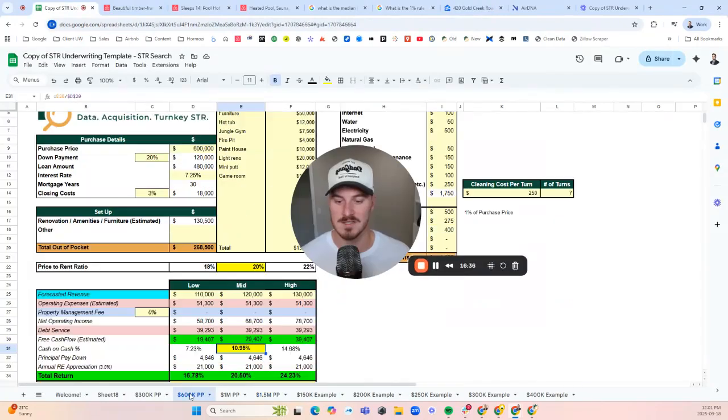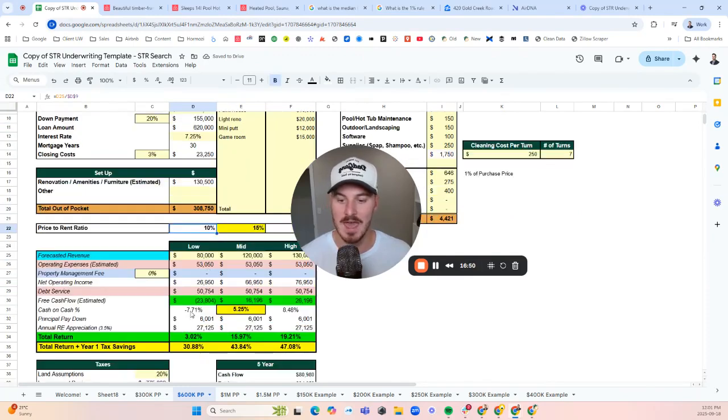$775,000. And so we'll go back to our underwriting sheet. And for this scenario, I'll use a $600,000 underwriting sheet, and we'll go 775. And then we will change this to let's go 80,000 as the number. Again, you can see the price to rent ratio is at about 10%, and the free cash flow is about negative $23,000 a year.